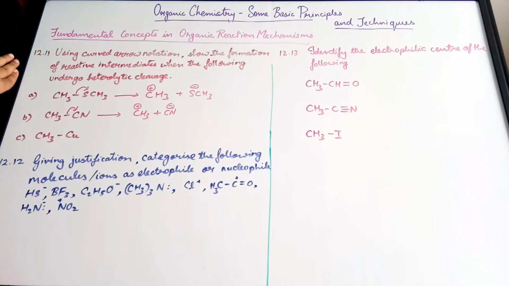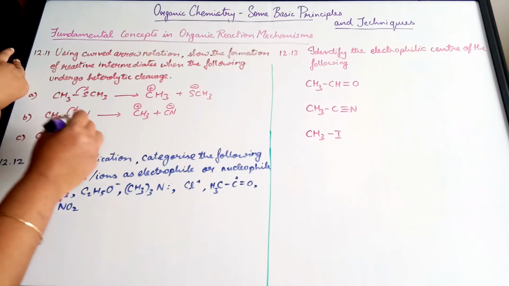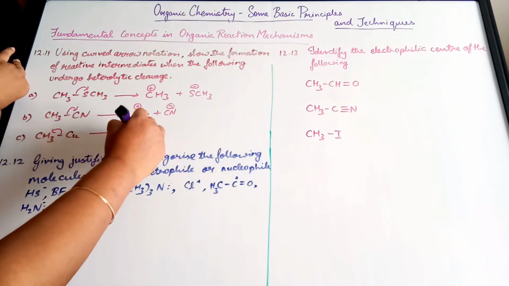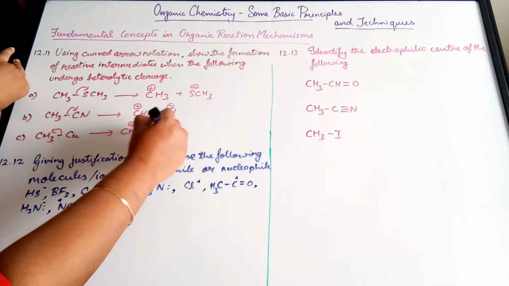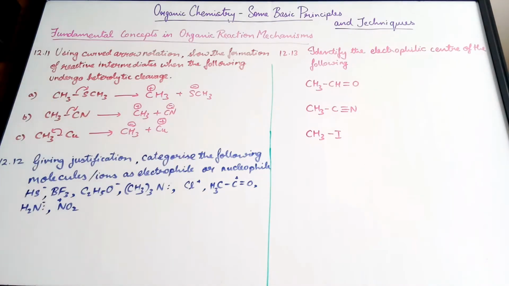CH3-Cu. Between carbon and copper, copper is less electronegative than carbon, which means the electrons of the bond will go towards the carbon, leading to the formation of a carbanion: CH3 minus plus Cu plus.